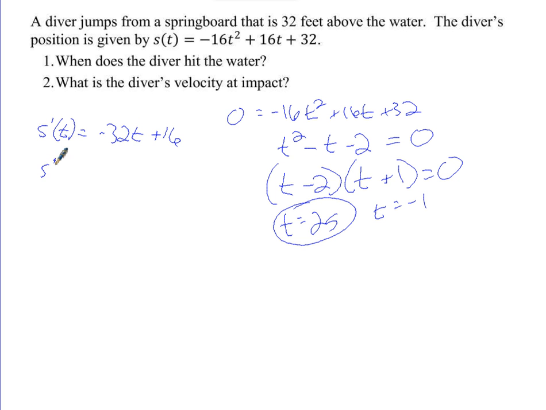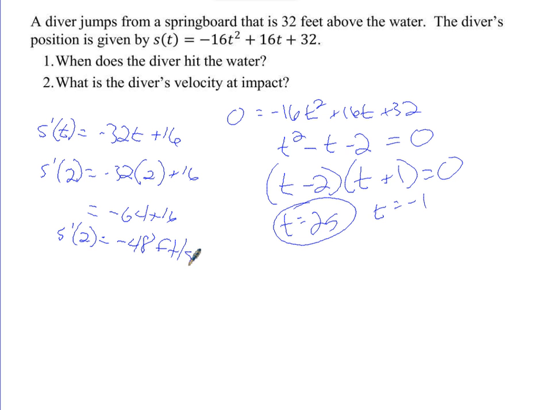So I go S prime of 2 equals negative 32 times 2 plus 16. So this is negative 64 plus 16. So S prime of 2 equals negative 48 what? Feet per second. And that negative sign basically just tells me that I'm what? Going down, because my coordinate system here was set up as positive x to the right, positive y up. But I'm falling down. So that's why I wound up with a negative answer. Okay?